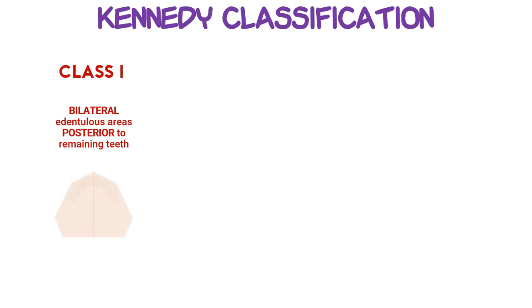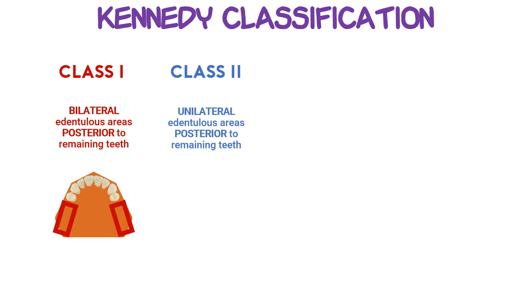The Kennedy classification system is the most widely used method for classifying partial edentulous arches. It is classified as follows. Class 1 is for bilateral edentulous areas posterior to the remaining teeth. Class 2 is just like Class 1 except this time it's only unilateral edentulous areas posterior to the remaining teeth.